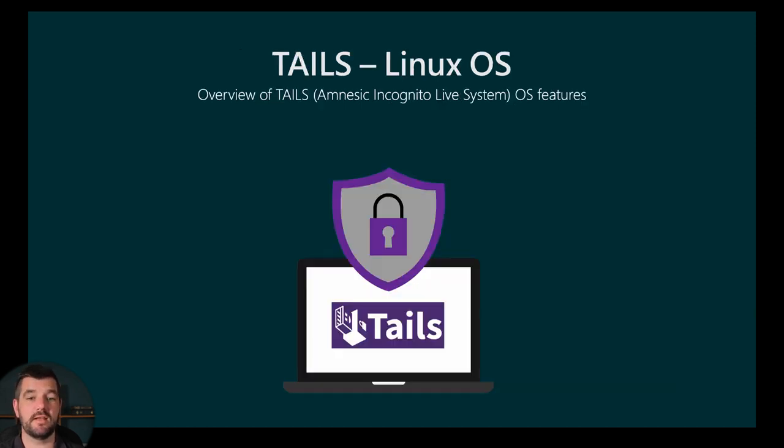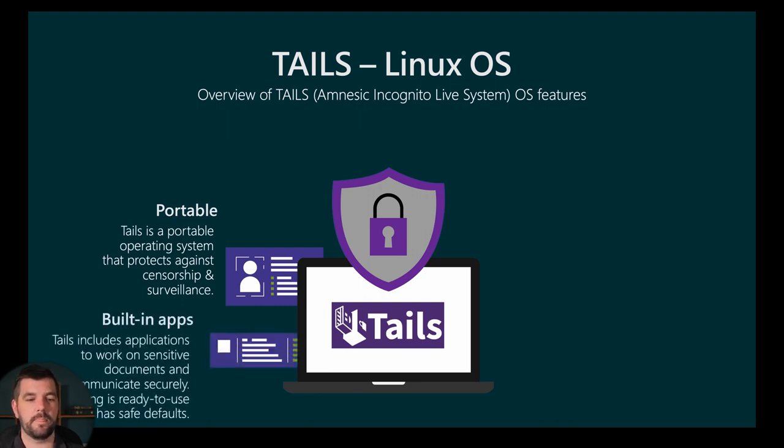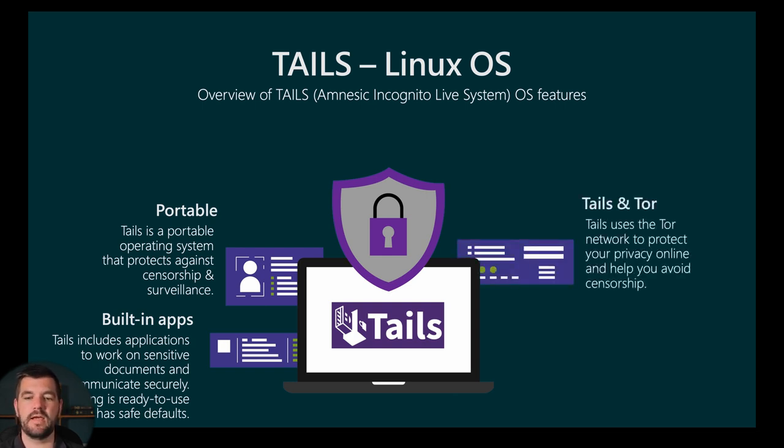Of the many distributions that are out there, one is called Tails. It stands for the Amnesic Incognito Live System, and this has some great features for people who are living and working overseas. First of all, it is portable. It's a portable operating system, and it does protect against censorship and surveillance. It has built-in apps to work on sensitive documents and communicate securely. Everything is ready to use and has safe defaults in the operating system. Tails sends all of its traffic through the Tor network automatically, so this is good to protect your privacy online and help you to avoid censorship.